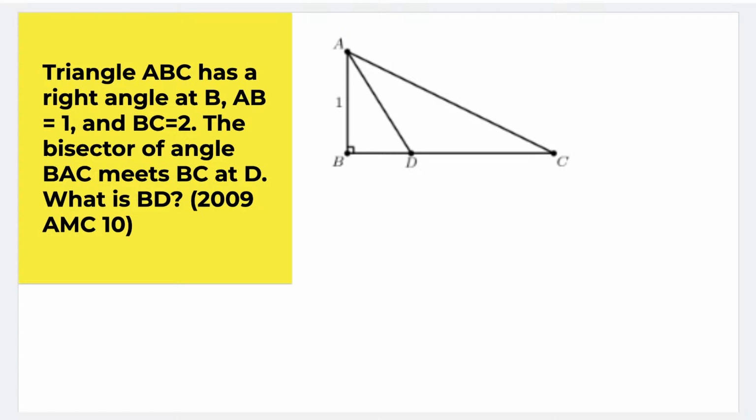Triangle ABC has a right angle at B, and AB equals 1 and BC equals 2. The bisector of angle BAC meets BC at D. What is BD? Now we know the bisector of angle BAC meets BC at D. If this angle is bisected, that means these two angles are congruent, because bisect means it divides the angle into two equal portions.